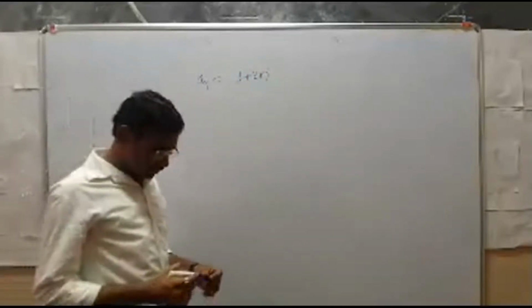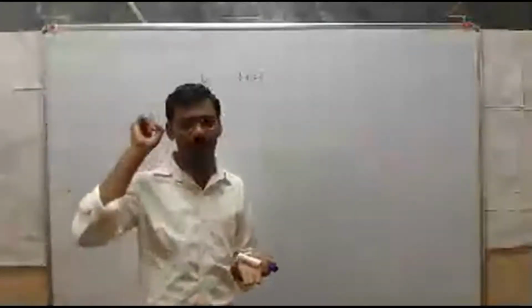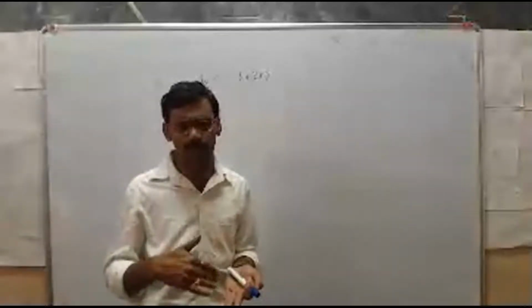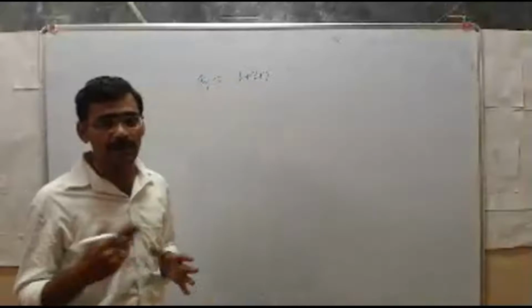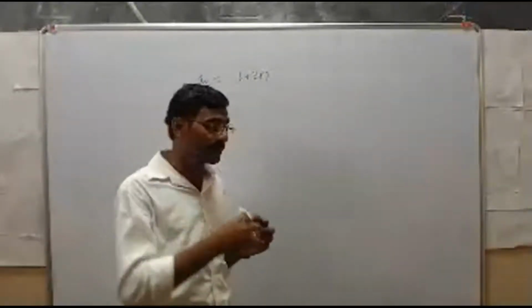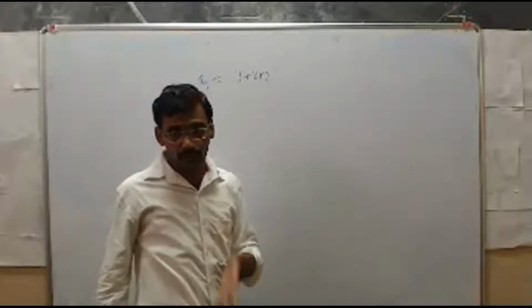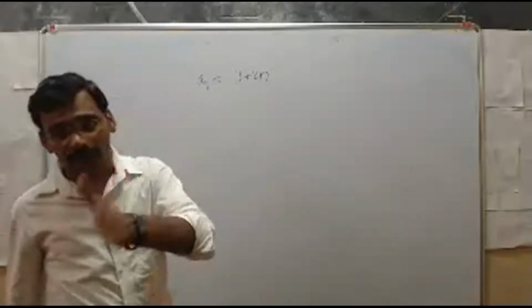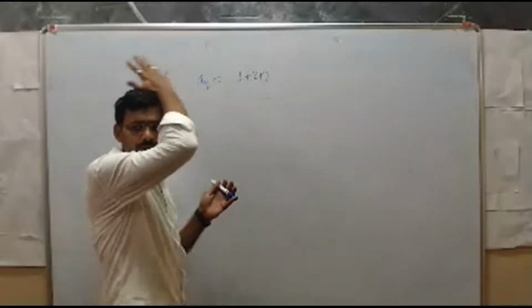To find S24, the sum of the first 24 terms, we need the first term, common difference, and n. We already know n is 24, but we need the first term and common difference. So how can we find them? It is very important: with the help of the nth term. This kind of problem was already solved in the first exercise.